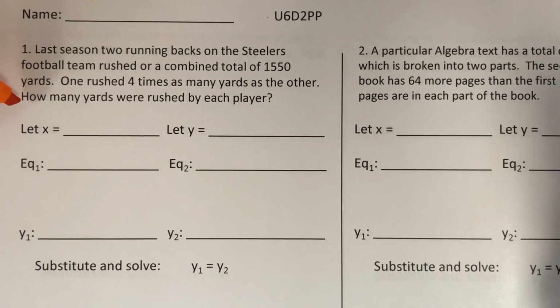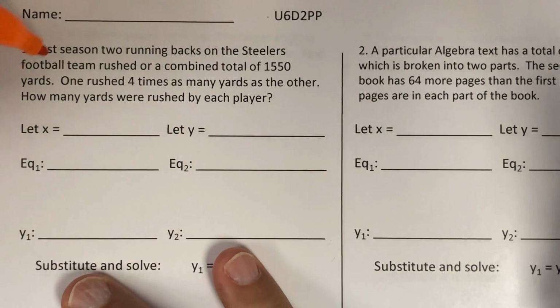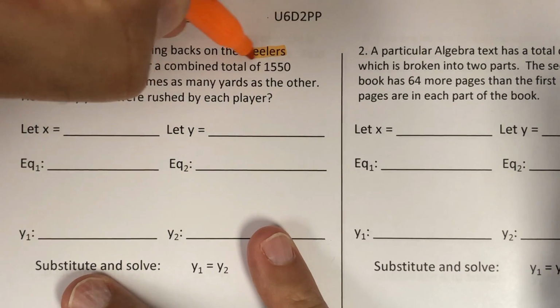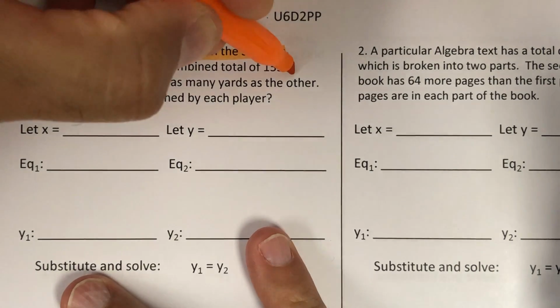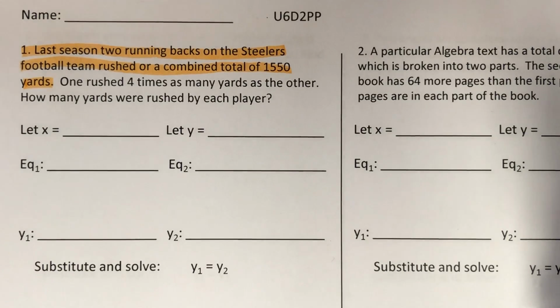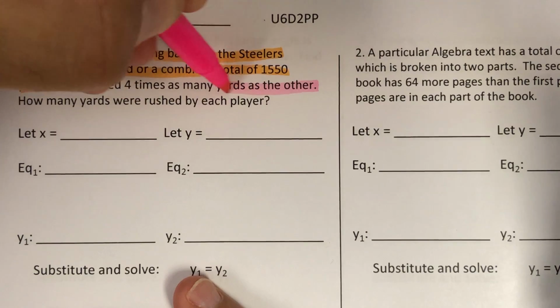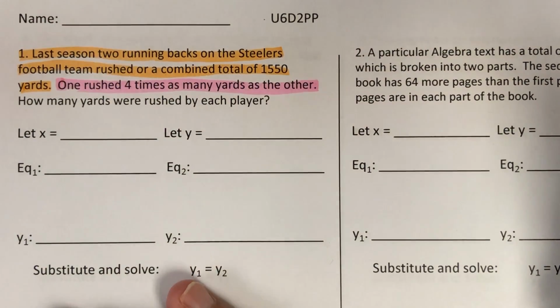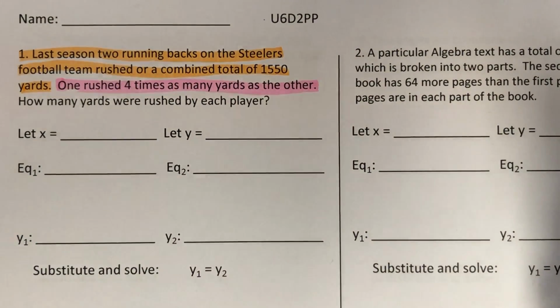And then here's the question. Here's what we have to figure out. How many yards were rushed by each player? So let's take a look at this. Here is the first sentence. Here is the second sentence. And we need to figure out what it's talking about. Because I only see two numbers, 1,550 and 4. And how in the world am I supposed to get two equations out of that?